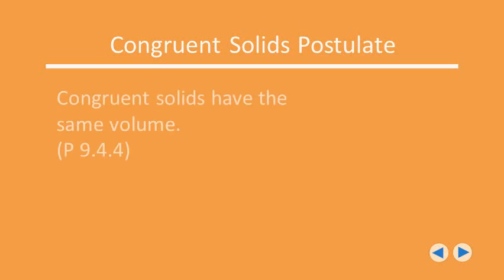Congruent solids postulate. Again, this is just sort of like congruent triangles, congruent polygons. Congruent solids have the same volume, just like congruent polygons have the same area. Congruent segments have the same distance. Okay, so this is all just flowing. We're just adding dimensions more.